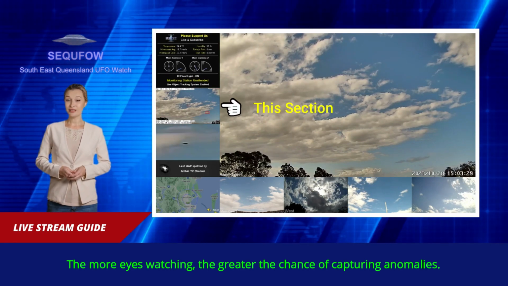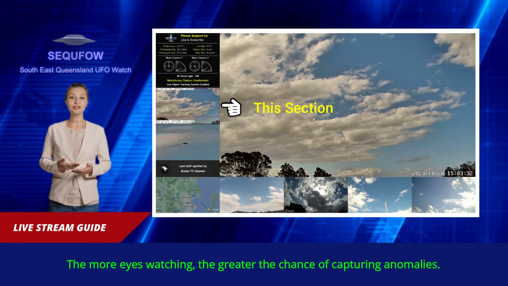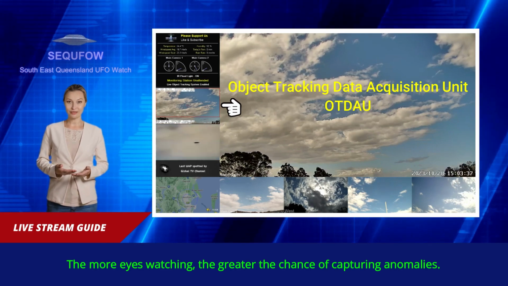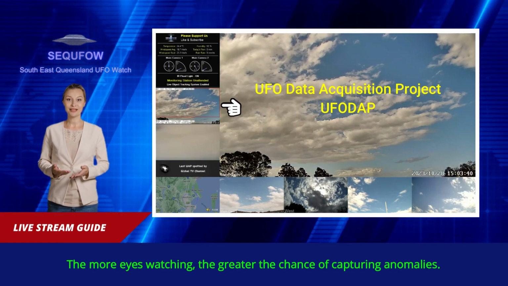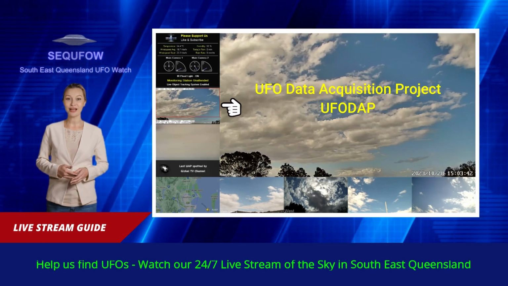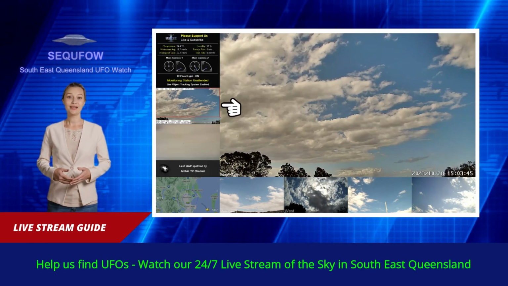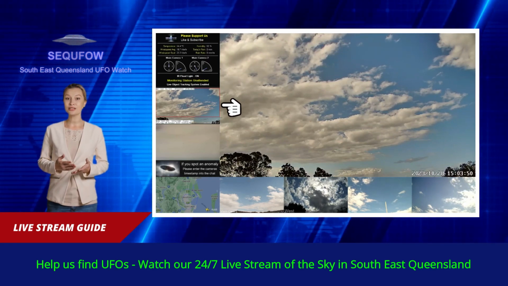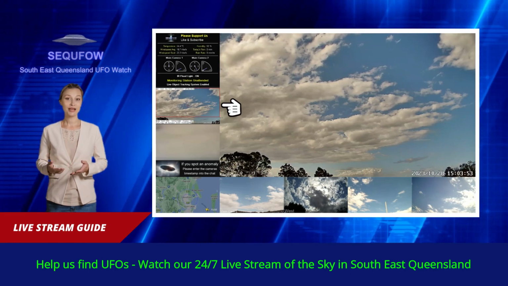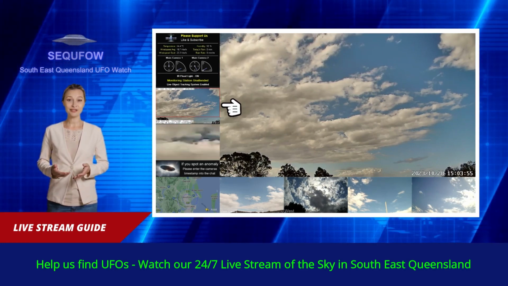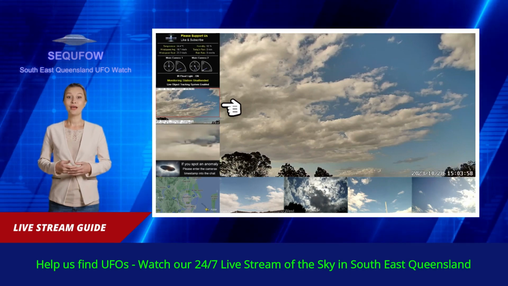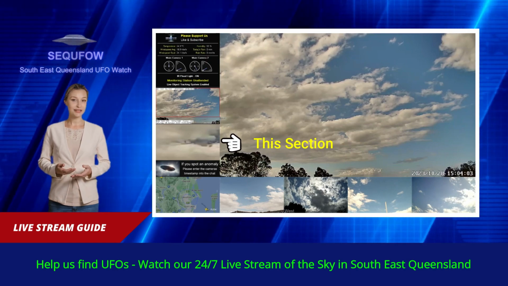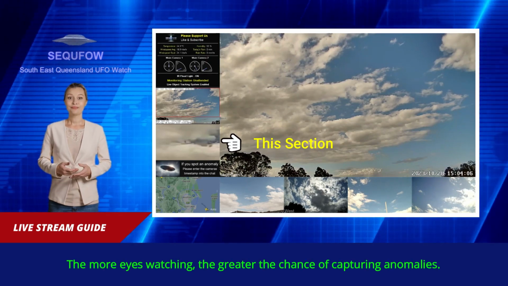The next section is the live object tracking system. This software is called Object Tracking Data Acquisition Unit. This software is provided by UFO DAP or UFO Data Acquisition Project. It will track any moving or flashing object that is in the main camera 1 field of view. The first screen of the object tracking system will display the whole camera's view and place a red box around the detected object. This will help you to locate the object on the camera's larger view. The second screen of the object tracking system will display a zoomed-in view of the tracked object.